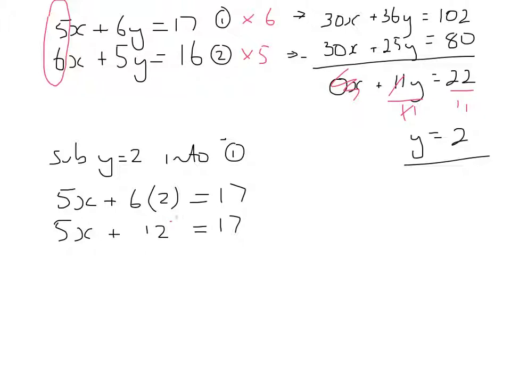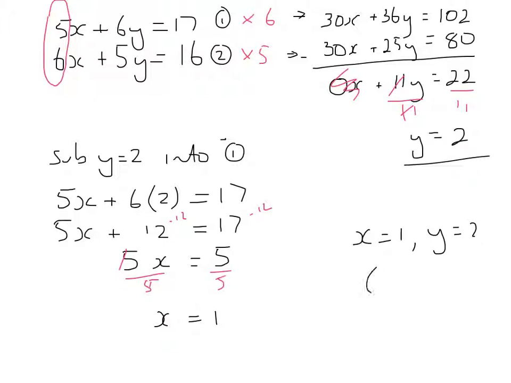Next we'll take away 12 from both sides. Then we end up with 5x is equal to 17, take 12 is 5. Divide both sides by 5. That cancels that down and leaves us with x is equal to 1. So therefore, for our simultaneous equations, we have x equals 1 and y equals 2, or we could write them as coordinates as 1 and 2.